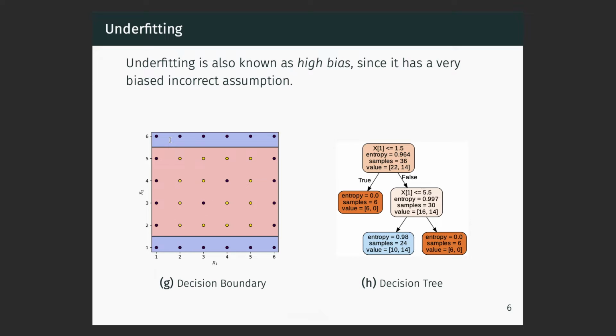So what is happening here is we are ending up misclassifying all of these examples which are to the left, all the blue examples which are to the left of x1 equal to 1.5, and all the blue examples which are to the right of 5.5. We end up misclassifying, right? So we want to get them correctly, but we're not able to do that. The reason is we have a very high bias or a very incorrect assumption about the fact that the classifier is only a level 2, right? So that is why this problem is known as high bias. It's a biased, incorrect assumption.